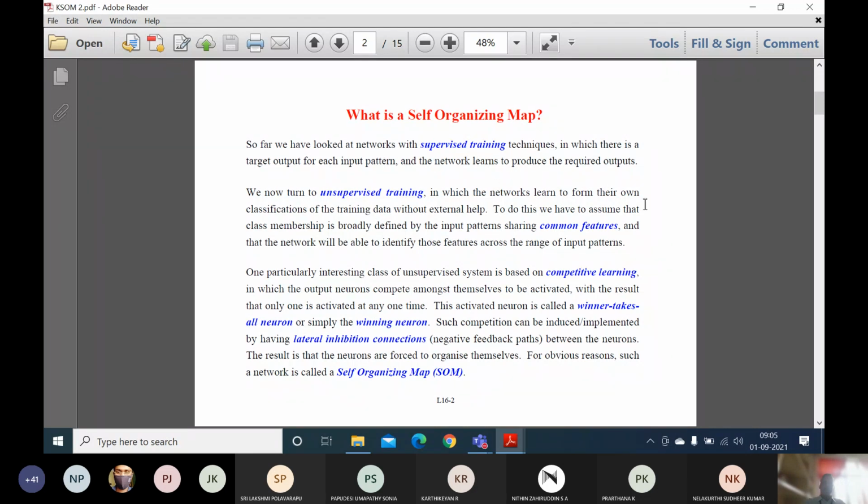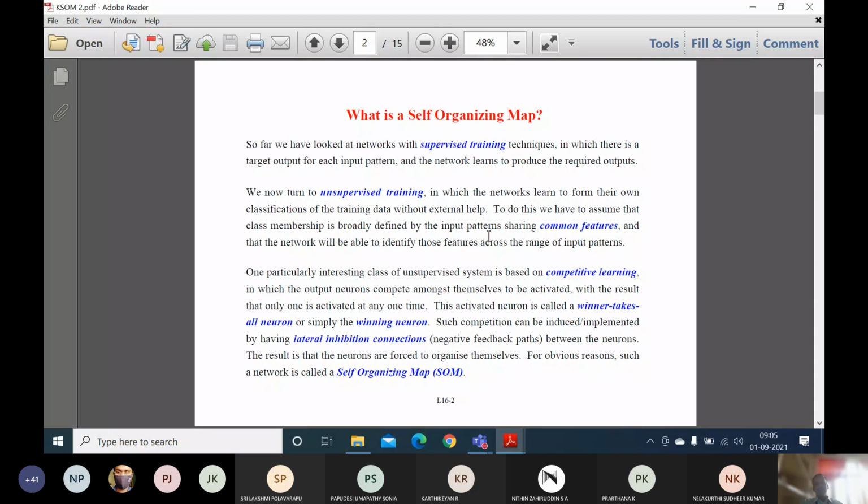The network learns to form its own classifications of the training data without any external help. So how does the network learn, and how does it try to classify the training data without any external entity or external source? That is the beauty of the unsupervised architectures, or unsupervised networks, whatever the case may be.